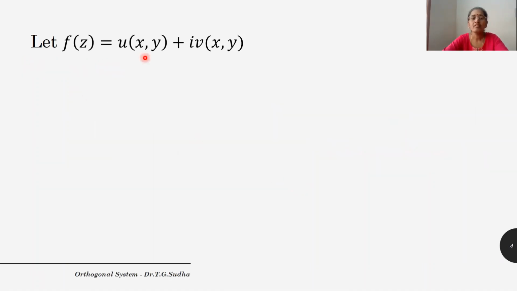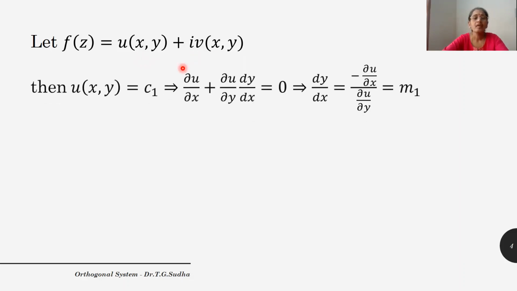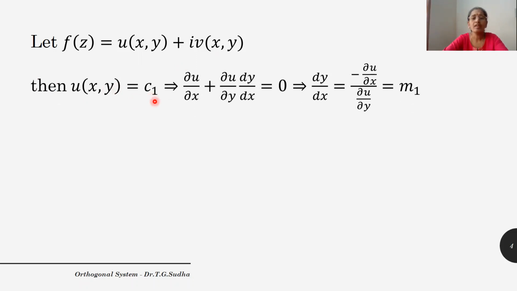Suppose f(z) = u + iv, a complex function. Then u = c1 is a curve. On differentiation, we get ∂u/∂x + ∂u/∂y · dy/dx = 0. Solving for dy/dx, we get -(∂u/∂x)/(∂u/∂y). Let us represent that by m1.